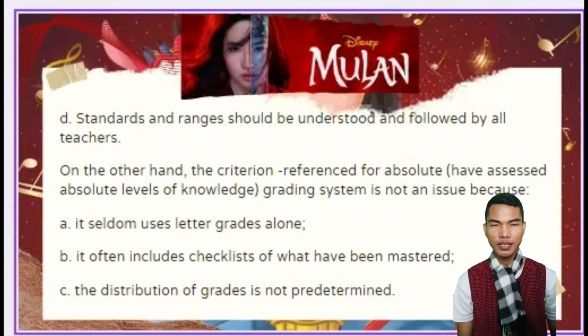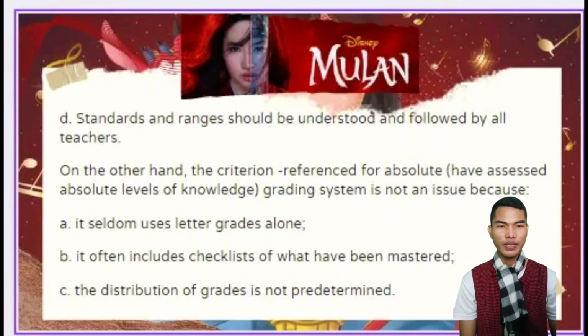On the other hand, the criterion reference or absolute grading system, which assesses absolute levels of knowledge, is not an issue because: A. It seldom uses letter grades alone. B. It often includes a checklist of what had been mastered. C. The distribution of grades is not predetermined. Now, in this criterion reference, it is pivotal to inculcate in the teacher the essentials of making this notion real in the field of teaching.